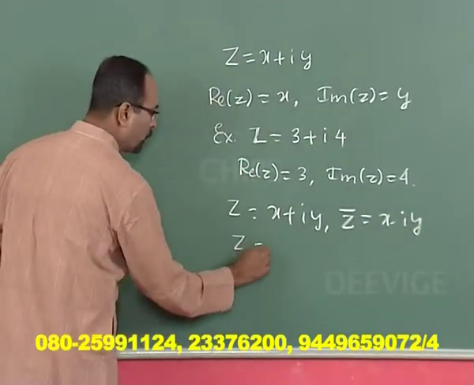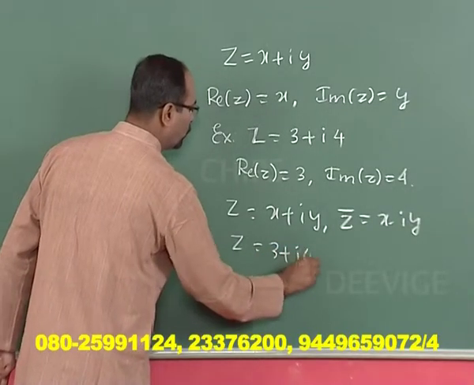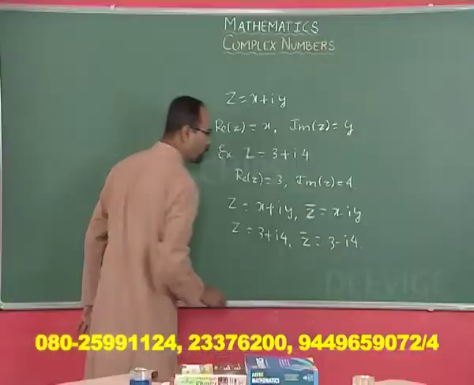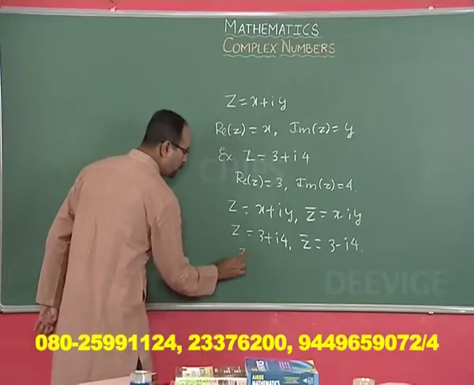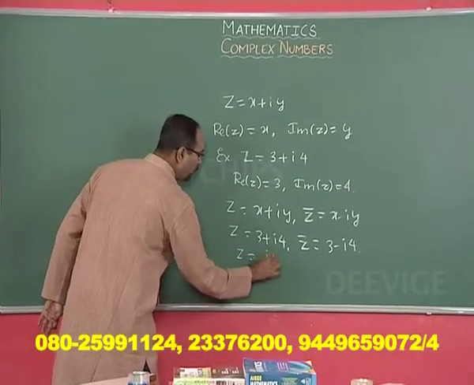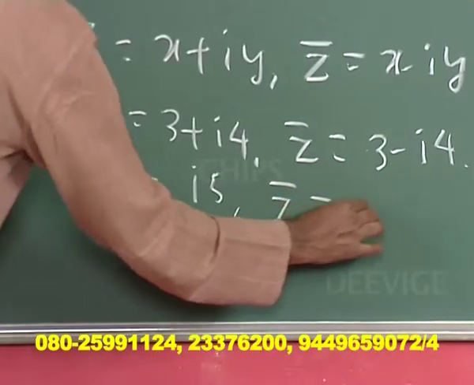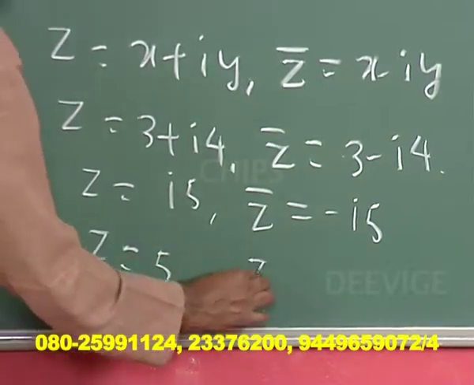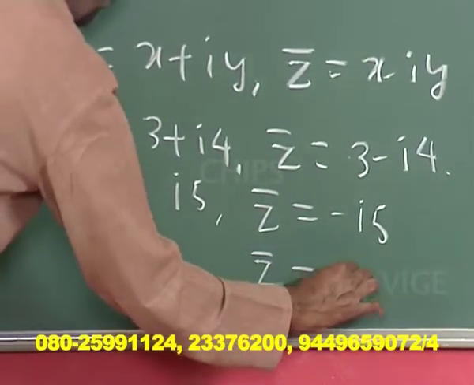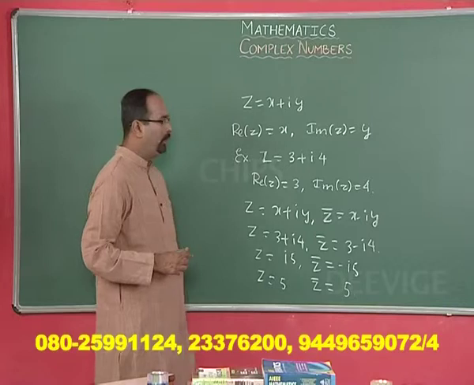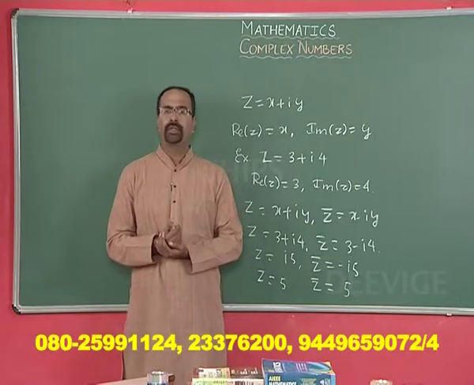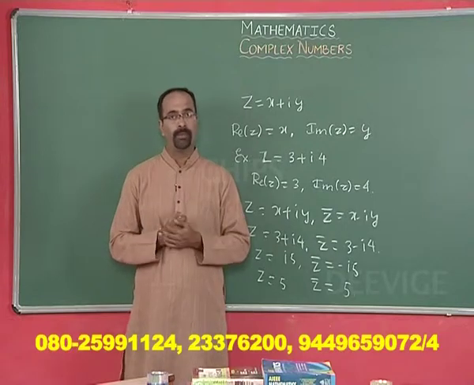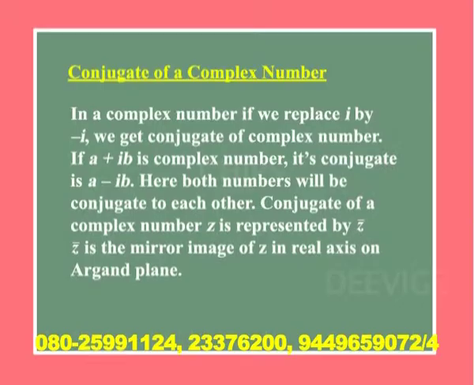Suppose z is equal to 3 plus i4, then z bar is equal to 3 minus i4 and vice versa. Suppose if I say z is equal to i5, then z bar is equal to minus i5. If z is equal to 5, z bar is not minus 5, remember it is 5 again. There are few properties of z that you should concentrate. Let me give you the list of very important properties of conjugate of a complex number.